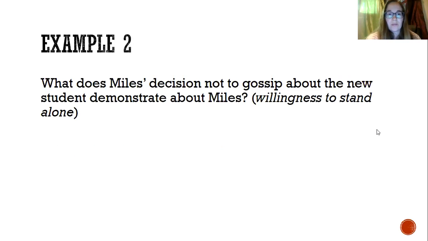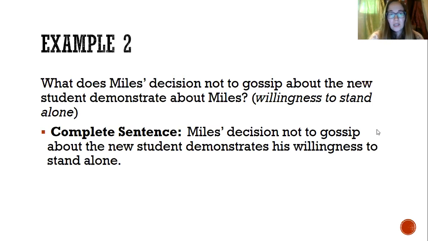Here's another example. What does Miles's decision not to gossip about the new student demonstrate about Miles? The answer you want to give is a willingness to stand alone. But I need to find the part of the question I'm going to reuse. So Miles's decision not to gossip about the new student, I'm going to start with that. I'll say, Miles's decision not to gossip about the new student demonstrates his willingness to stand alone.